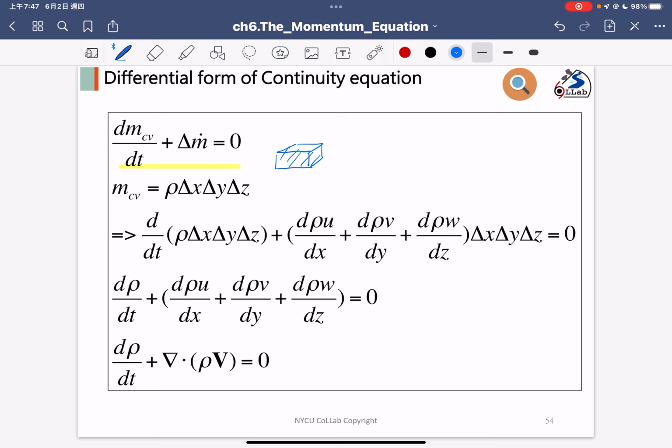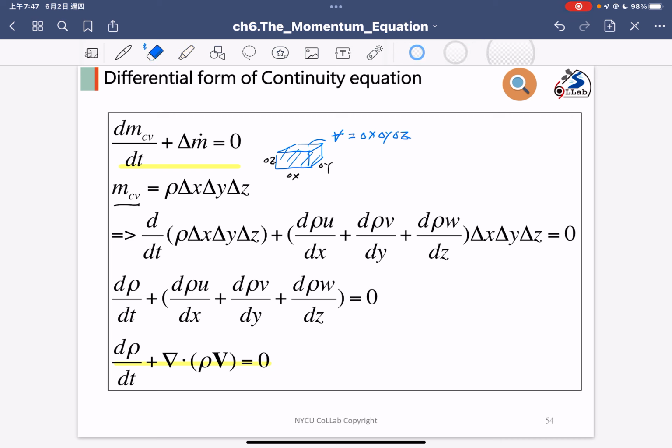Okay, and this is quite a small volume, and we know that the volume is equal to delta x, delta y, delta z. Delta x and delta y, and we have the delta z. Okay, and we can compute the m_CV, the mass in the control volume. And finally, we can derive the equation shown on the bottom. This is the differential form of the continuity equation.